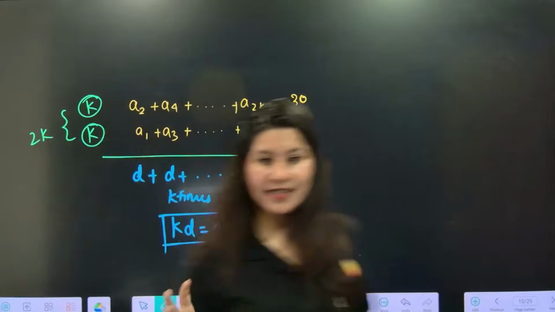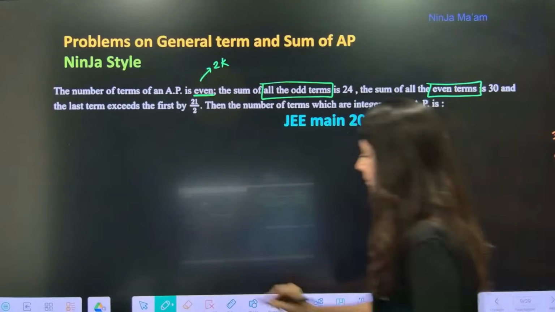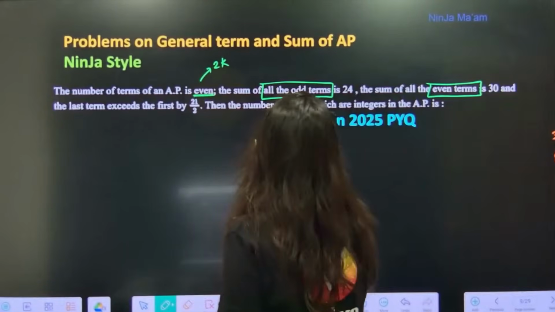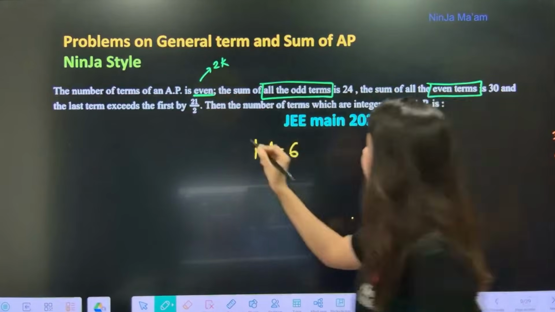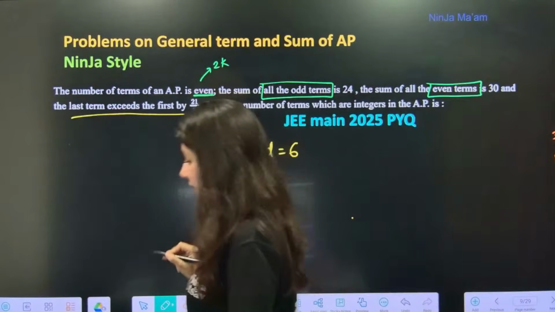Very easy solution you have got. kd is nothing but 6. Okay, so now kd is 6. Okay, ma'am, what's next? Now they are saying the last term exceeds the first by 21 by 2.